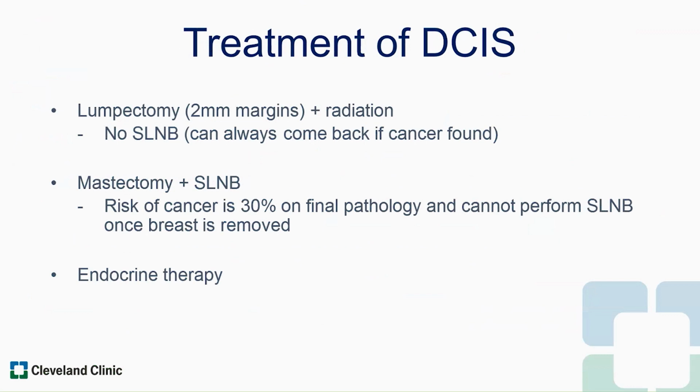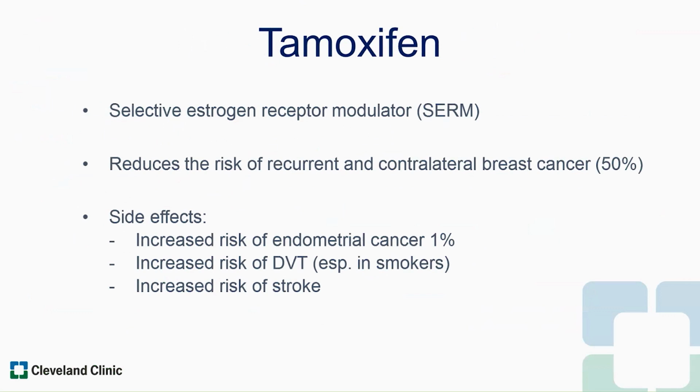And the overall risk of upgrading to an invasive cancer for DCIS is about 30%. Ultimately, after removal of DCIS, because it's not invasive, the recommendation would be to take endocrine therapy. And so endocrine therapy would be tamoxifen if you're premenopausal, or an aromatase inhibitor if you're postmenopausal, and that helps decrease your risk of getting a breast cancer in that same breast or the contralateral breast. So what is tamoxifen? Tamoxifen is a selective estrogen receptor modulator called a SERM.